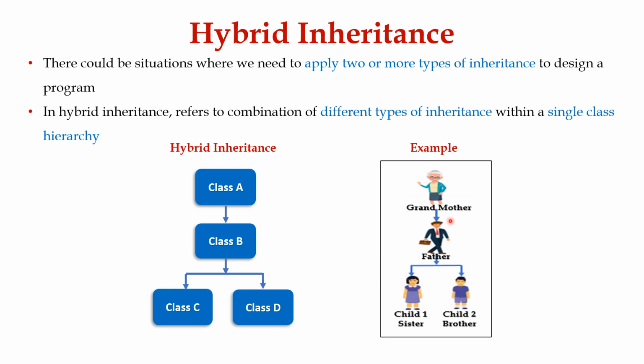Next, we have a real-time example where grandmother and father achieve single inheritance, and grandmother, father and child one sister form multi-level inheritance. Finally, father, child one sister and child two sister form hierarchical inheritance. Hope you are clear in this example.